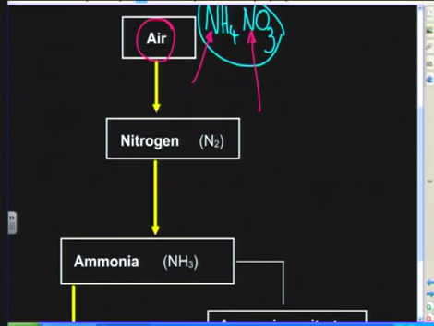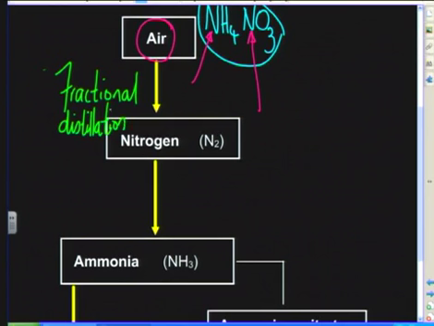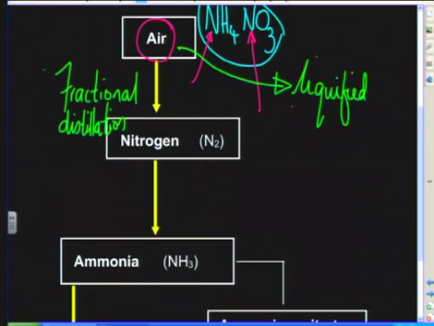fractional distillation. We use that process to separate the gases in air. How does this fractional distillation happen? What we do is we liquefy air. So this air here is liquefied.